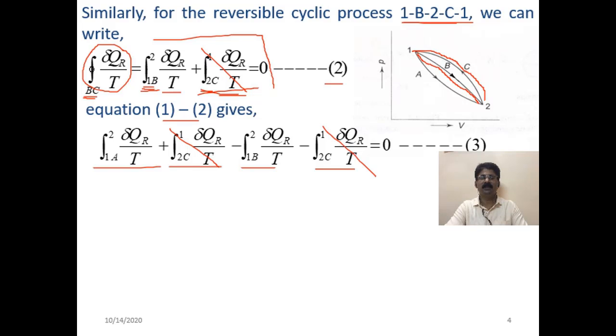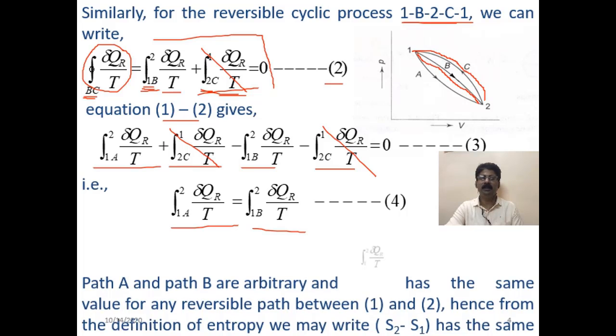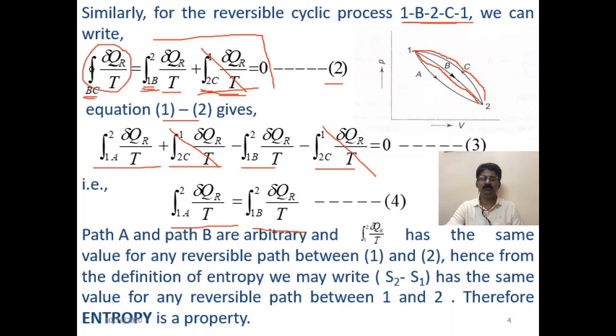This is minus, so you can take it to the other side. So it becomes del qr by t for path 1a2 is equal to del qr by t for the path 1b2. So now you have proved this for the two forward paths, because you have to prove it for two identical directions, both in the forward direction. For both the paths, the ratio of del q by t is the same. That means they are independent of the path. So that is the explanation for the paths A and B.